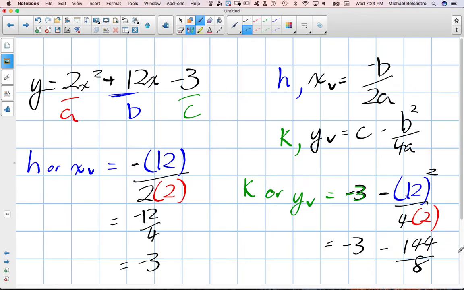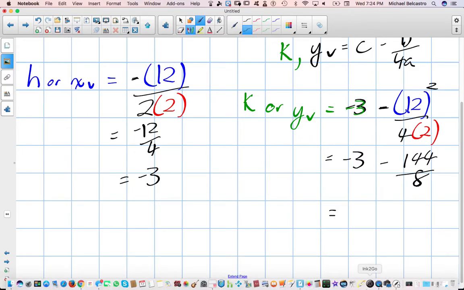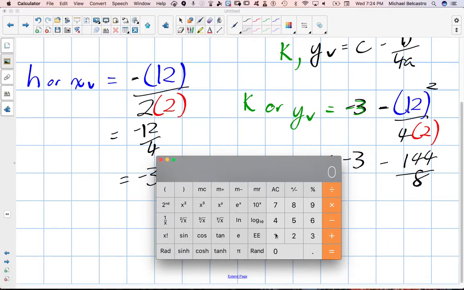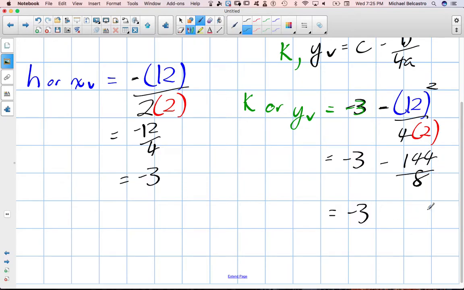Divided by 8. How many times does 8 go into 144? Oh my gosh, my multiplication tables are very rusty. 18. Why was I thinking 68? Oh, 8 times 18 makes sense. Okay, 18. Negative 3, this divides into 18. But we still have our subtraction sign here. So it's negative 3, which is going to be negative 21.